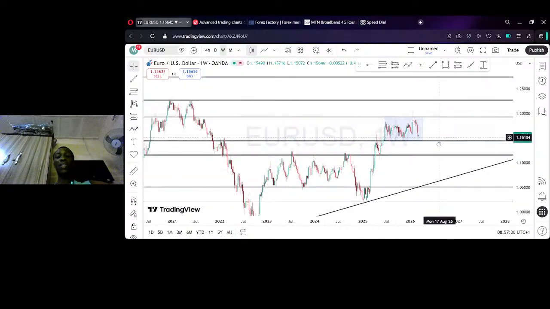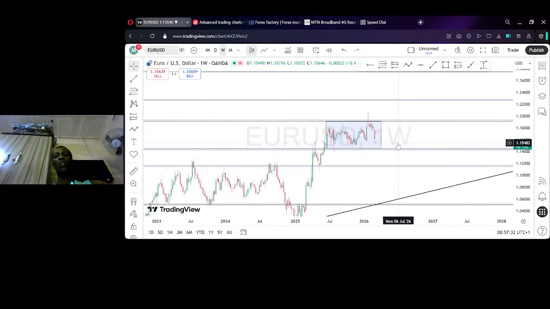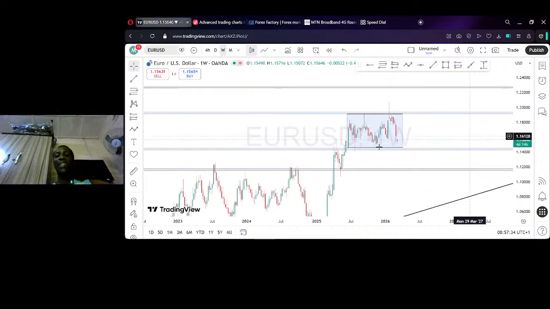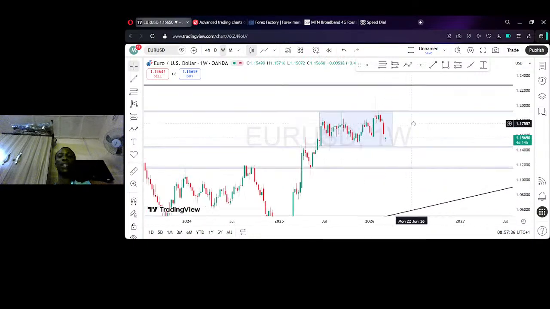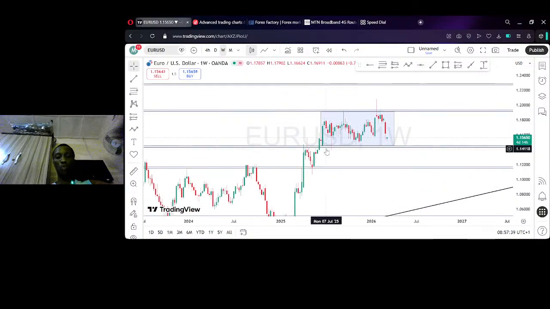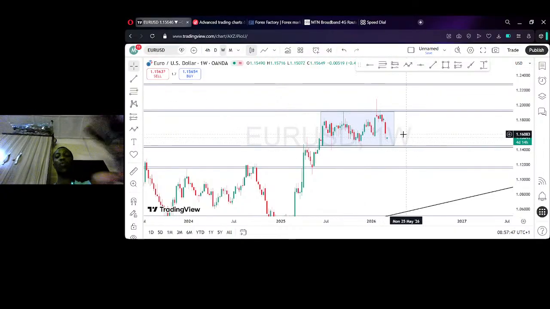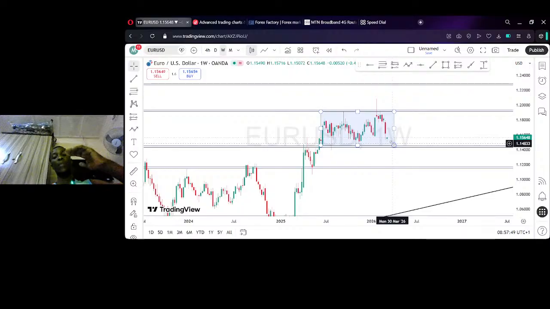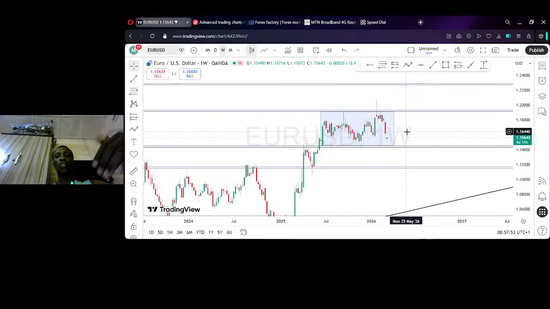But for now, as it is right here, we can see that on the weekly time frame, price is moving in a sideways movement. It is moving from one support to another resistance, from one support to another resistance. It's moving up, down, up, down. As you can see right now, on the weekly time frame, the EURUSD is moving in a sideways movement. So let's go to the daily time frame right here.